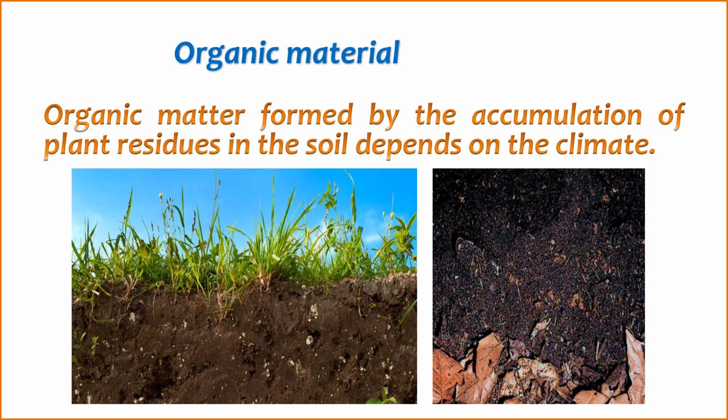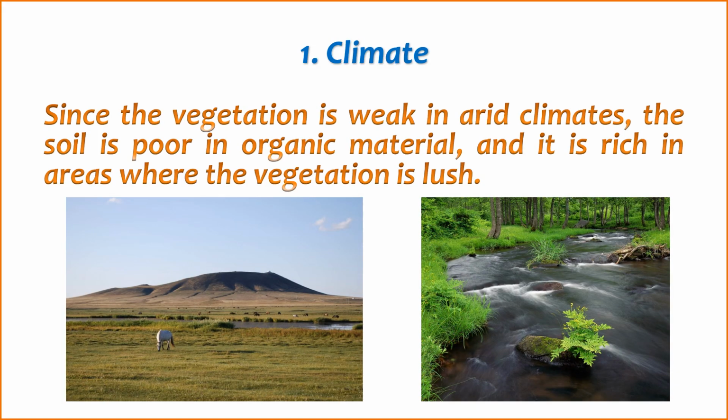Understanding the relationship between climate and organic matter content is crucial for sustainable agriculture and soil management. Practices such as cover cropping, mulching, and organic amendments are often employed to enhance organic matter levels in soils, particularly in regions where natural accumulation is slower. The strength and type of vegetation in an area have a direct impact on the organic content of the soil. Let's delve deeper into this correlation.